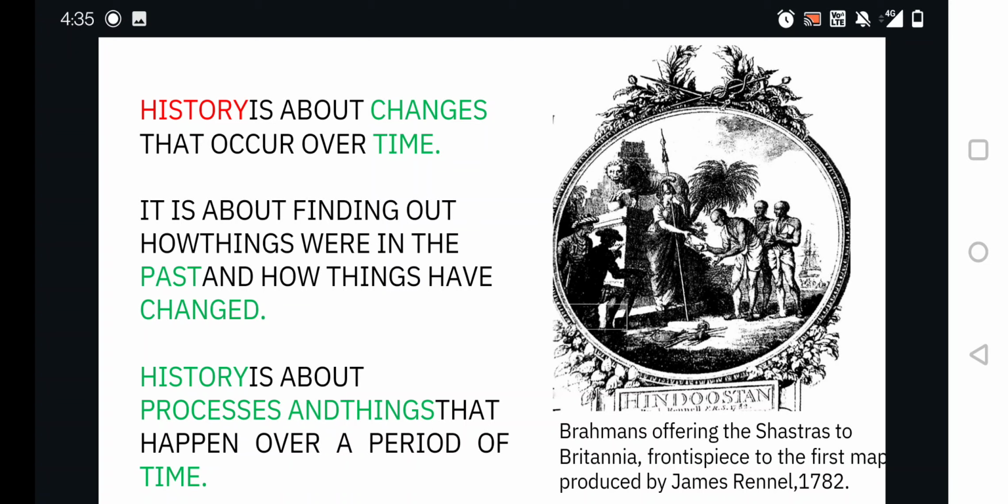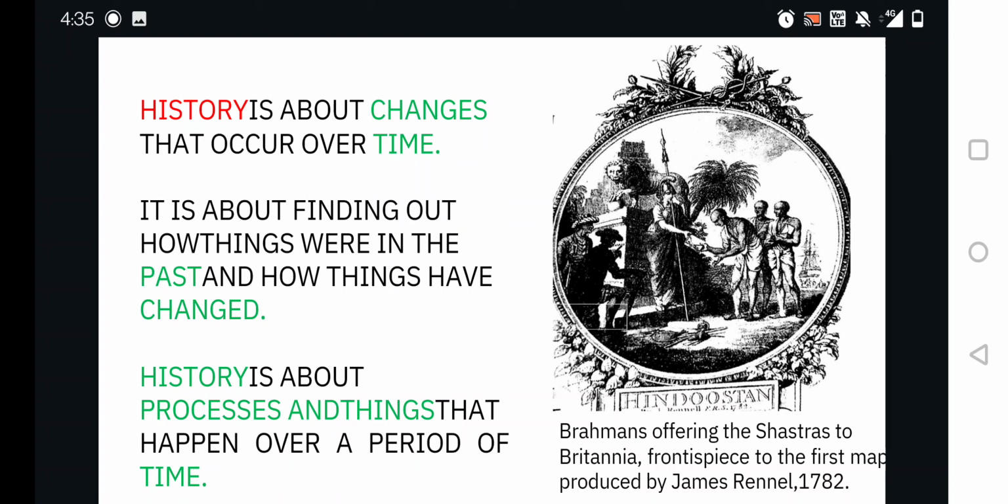So that is history actually. It is about finding out how things were in the past and how things have changed. So we actually compare things, how it is now and what was exactly in the early time from the beginning. So when we see ourselves like this, a civilized human being, we see that once upon a time we were also early human beings. History is about processes and things that happen over a period of time. So yeah, the changes are a complete process, and that process we learn in history.